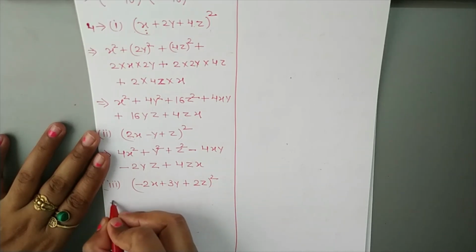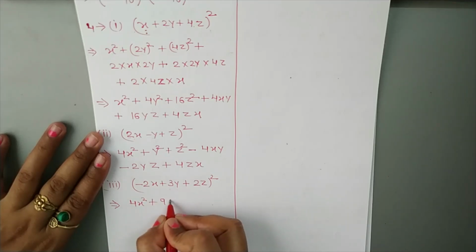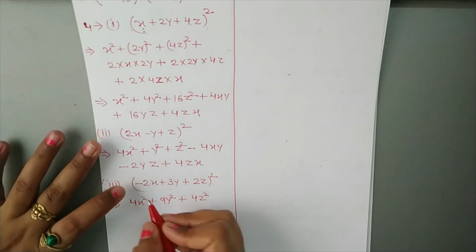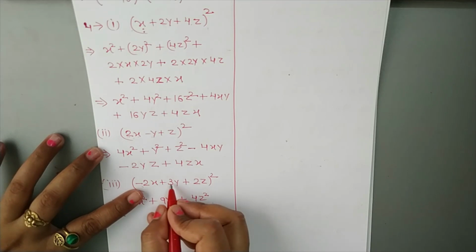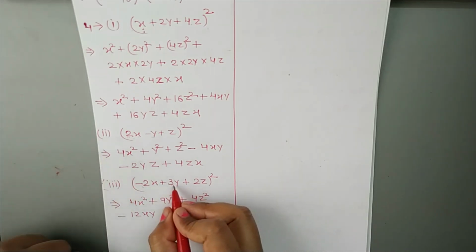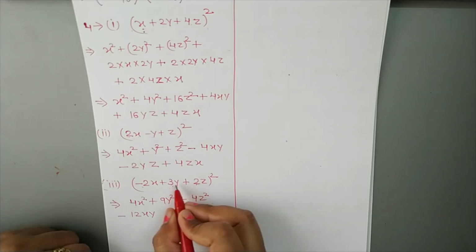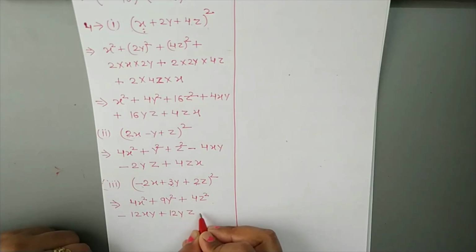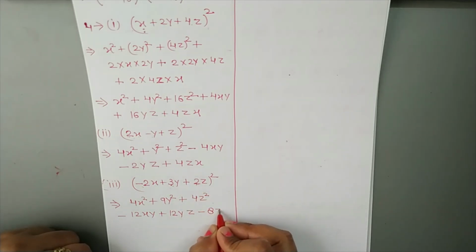Then move on to the third part, it will be (minus 2x plus 3y plus 2z) whole square. So it will be 4x square plus 9y square plus 4z square, then 2ab, so minus 2ab, 3 2s are 6, 6 2s are 12, 12xy. Then 2 into b and c, so 2 2s are 4, 4 3s are 12, plus 12yz. Then 2 2s are 4, 4 2s are 8 with minus sign, 8zx.